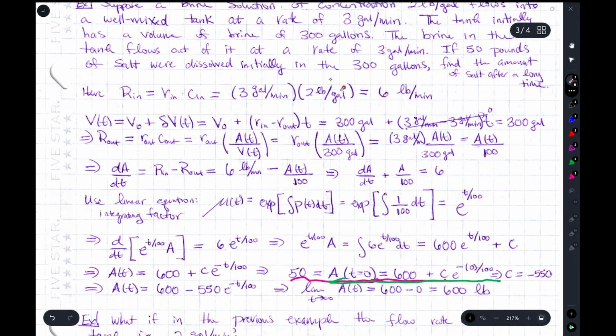After a really long time, that's just the limit as t goes to infinity. And so after a really long time, we get an amount of 600 pounds of salt in the tank. That's how much stays there. And notice 600 pounds over 300 gallons is 2 pounds per gallon, which is the initial concentration. It makes sense that after a really long time, the tank concentration will be equal to the concentration of the brine flowing in, and we're seeing that. 600 pounds divided by 300 is 2 pounds per gallon.